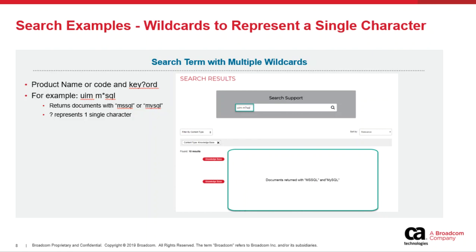We also have the option of using a question mark to represent a single character. For example, key question mark ORD would be effectively the same as searching for anything with keyword. In this example, UAM M question mark SQL would return documents with MS SQL and MySQL. The question mark again represents one single character.